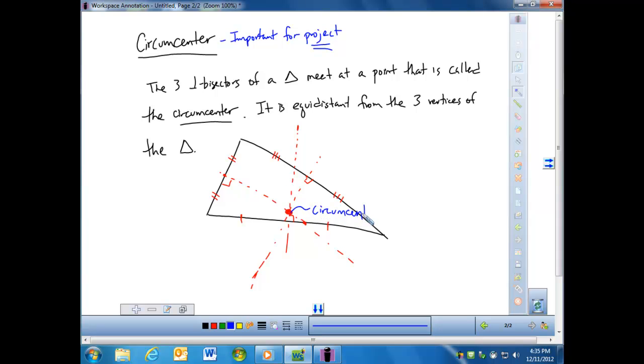Remember, the circumcenter is the intersection of those perpendicular bisectors, and it is exactly the same distance from that vertex, that vertex, and that vertex. In fact, I could draw a circle that would go through all three of those vertices, and the circumcenter would be the center of that ginormous circle. You could even try it right now if you want to.